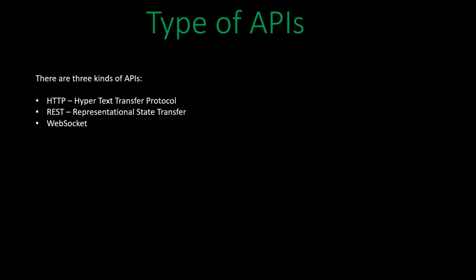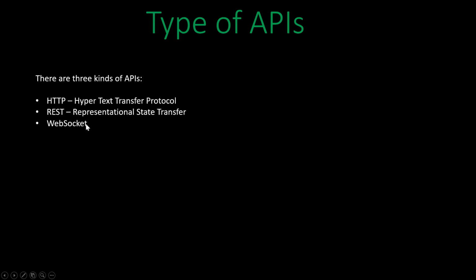So REST APIs use HTTP as the underlying protocol to implement the principles of REST. They define resources, use standard HTTP methods for operations, communicate statelessly, and are widely used for building scalable and interoperable web services. So REST APIs are the most widely used APIs nowadays.